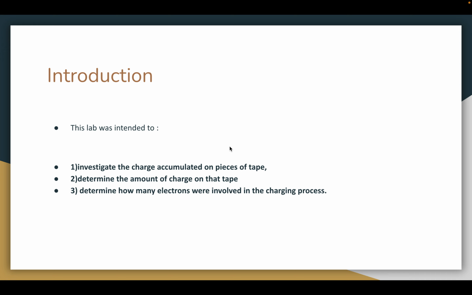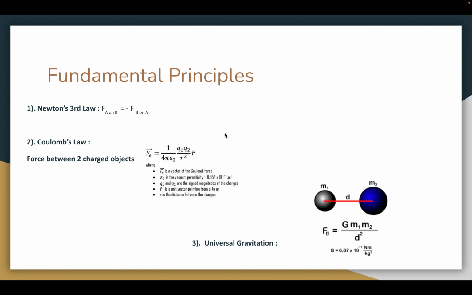We will be discussing Phys2212 Lab 1, Charged Tapes. To begin, this lab is intended to perform three objectives. First, we want to investigate the charge that accumulates on pieces of tape. Secondly, we want to determine the amount of charge on that tape. And third, we want to determine how many electrons were involved in that charging process.